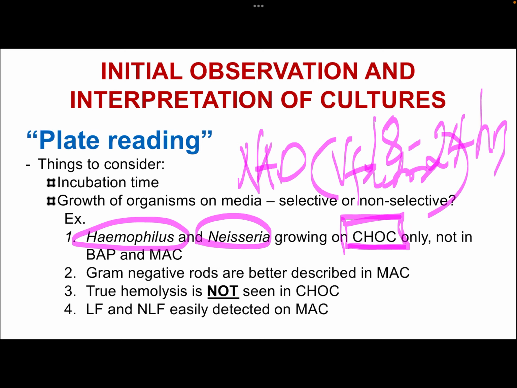Okay, so that's why it is supportive for the growth of Haemophilus, but the BAP is not supportive for the growth of Haemophilus because, again, the RBCs in BAP are not lysed.